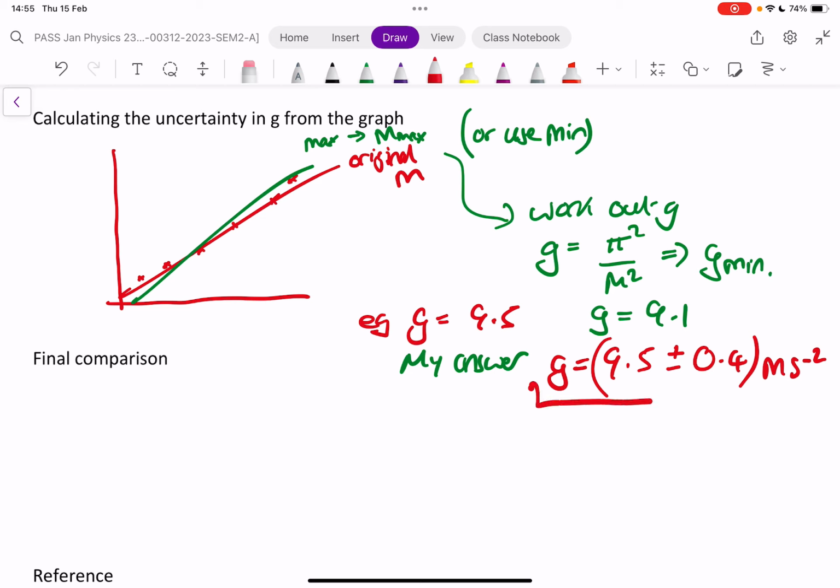Make sure whenever you give your answer, you quote it in full like this. An answer of g equals 9.5 meters per second squared is not an answer. Unless it's got the uncertainty with it, it's no use. So make sure you always quote the answer with its uncertainty.